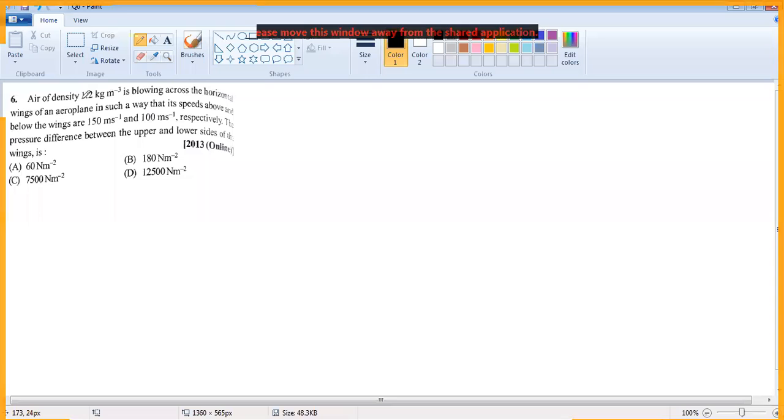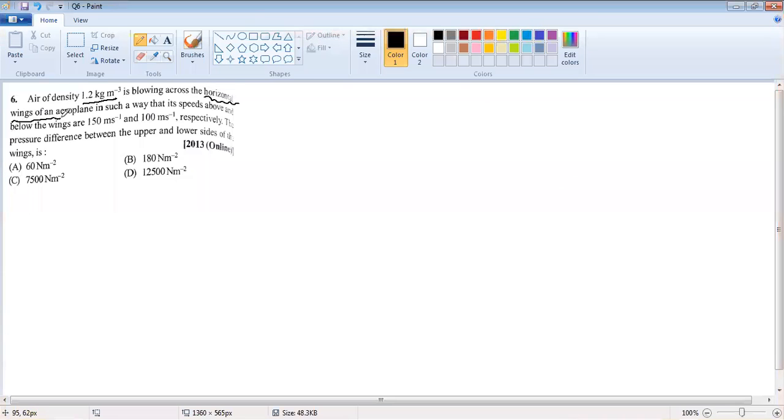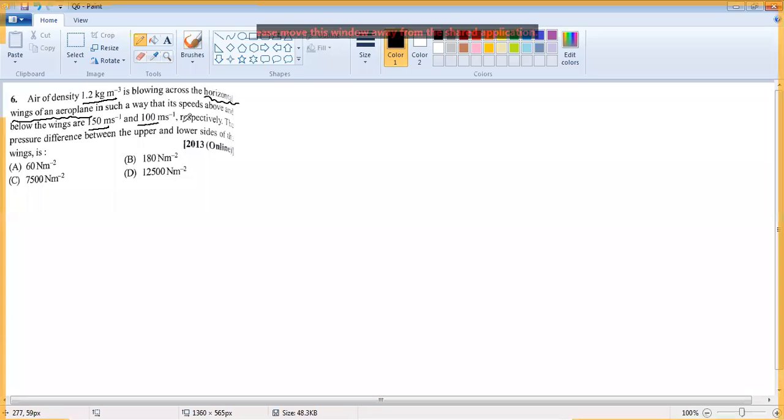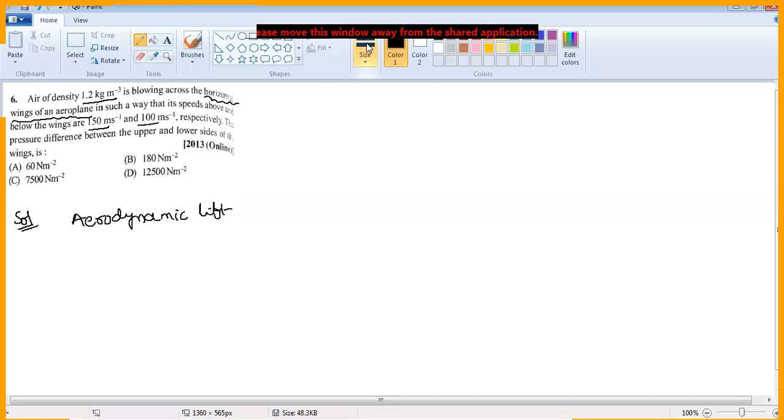Air of density rho is moving across the horizontal wings of an aeroplane. Horizontal wings means the upper side and lower side are at the same height. Its speeds above and below are 150 and 100 respectively. Find the pressure difference between the upper and lower sides of the wing. This is aerodynamic lift, which I think I explained last class.